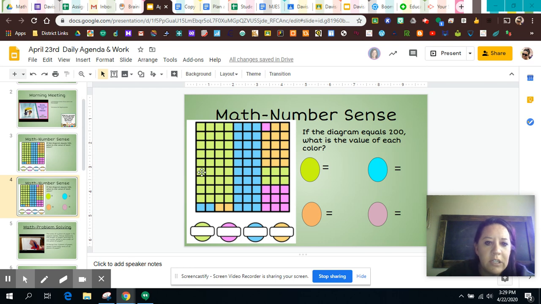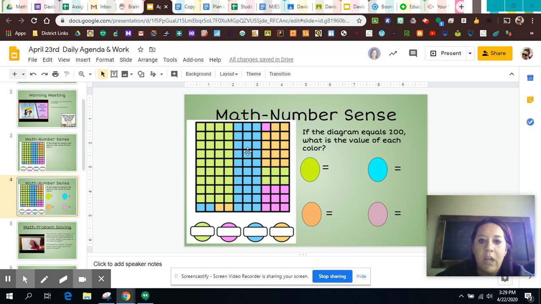So let's look here. There's 3, 6, 10 going down one way, 2, 4, 10 going across the top. So I have a 10 by 10 grid here, but it's telling me that it equals 200. So I know that each square can't equal just 1, because if each square equaled 1, that would be 100. And this says the value of this is 200, so each square must equal, yes, I'm sure you all have figured out that each square must equal 2.